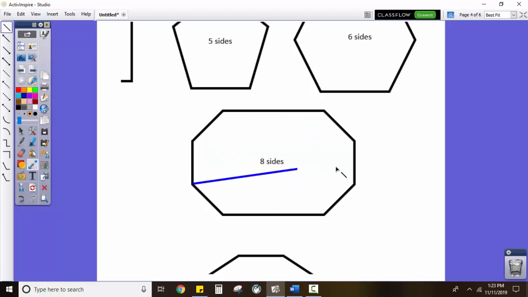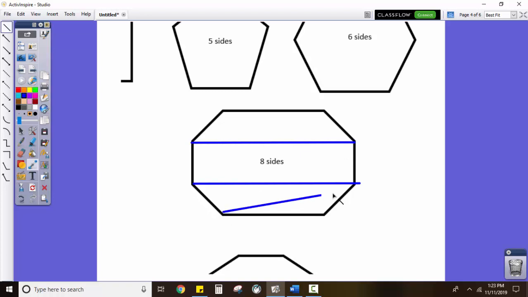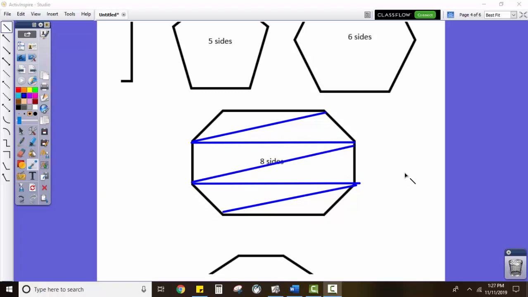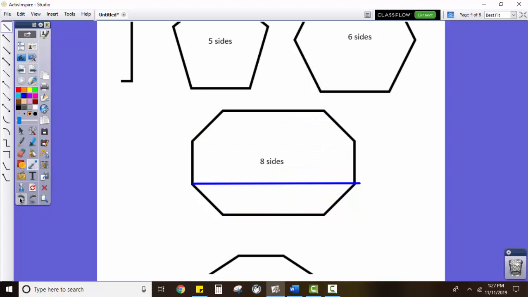So I could start like this, and I could keep breaking it like this. And then I notice that down here, I have a 4-sided figure. So I'm going to break it into, here's 2 triangles, okay? And then up here, I'm going to go like this, 2 triangles, and then in the middle, I'm going to break that up into 2 triangles. So both of the ways that I split this octagon into triangles would have been acceptable.